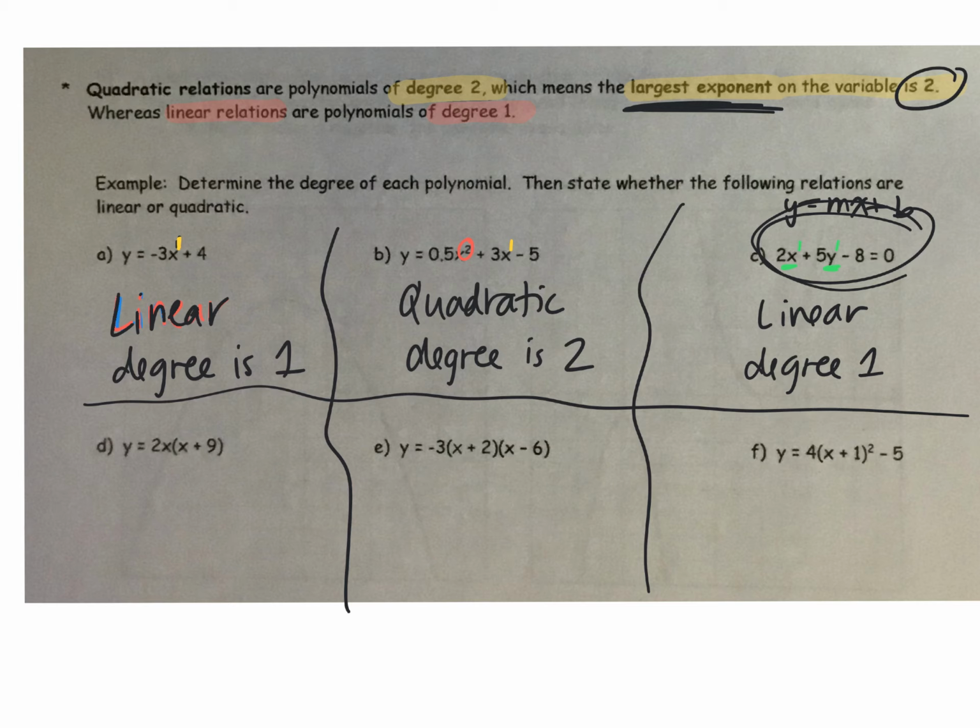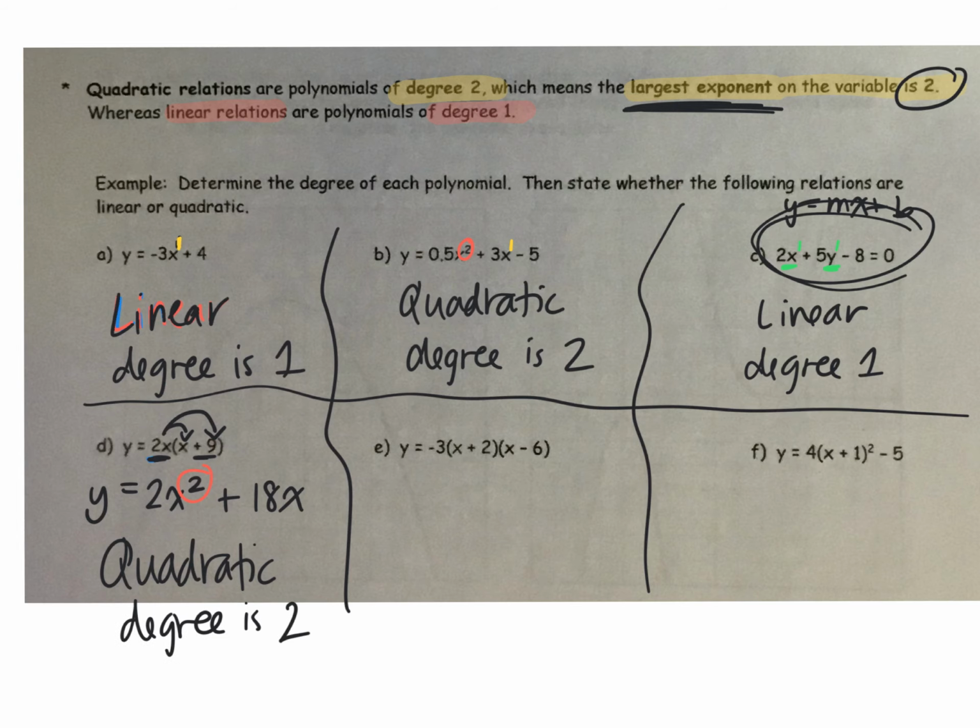Okay, let's see D. Raise your hand if you think this is linear. Who thinks it's quadratic? What do you notice here? It has a 2x in front of a bracket, which means that I have to distribute this. Remember this? What is 2x times x? 2x squared. What is 2x times 9? Positive 18x. So, remember I said at the beginning, you have to write it in expanded form in order to figure out the degree. So what is the degree of this equation? So is it linear or quadratic? Good. Quadratic. Degree is 2.